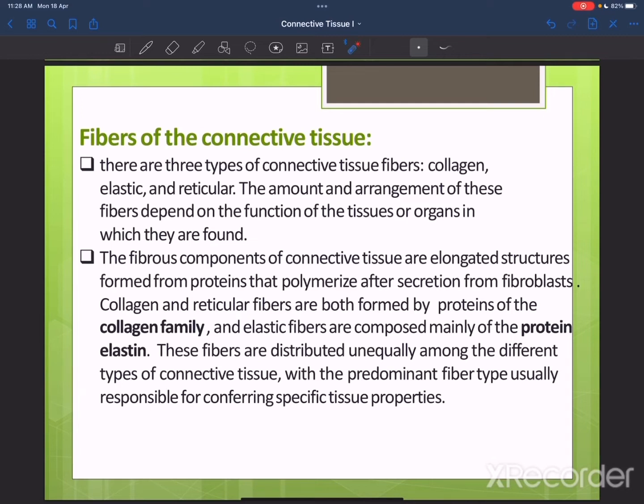ground substance. So those fibers are secreted from the fibroblast. The collagen and reticular fibers are both formed by proteins of collagen family.